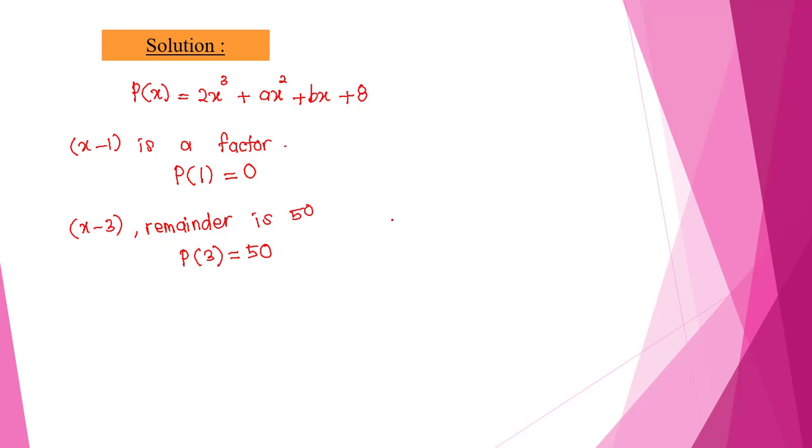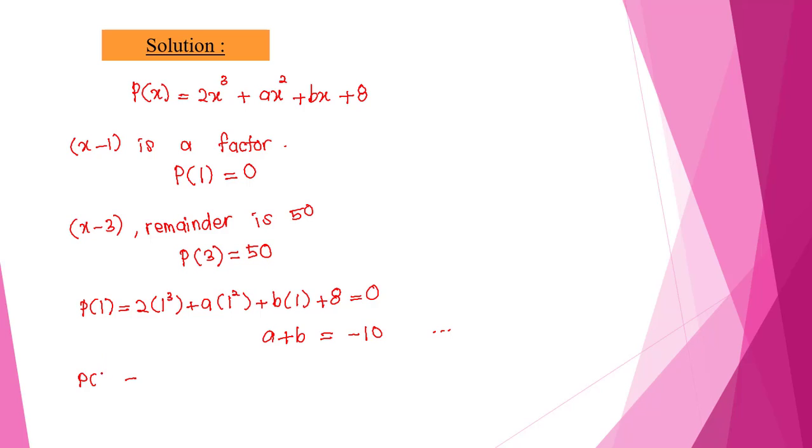The next step, we just need to substitute back into the polynomial. p of 1 is equal to 0. So 2 times 1 to the power of 3 plus a times 1 squared plus b times 1 plus a is equal to 0. Then from here you will get one equation, which is 2a plus b is equal to negative 2. So this is your first equation.